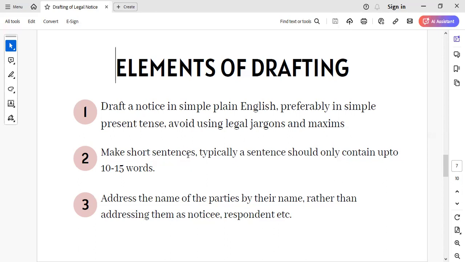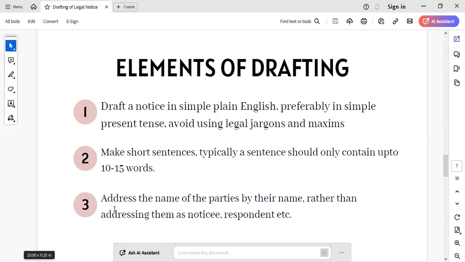Second is short sentences only. Legal jargon technically means too many technical words. Use simple words, that's all. Make short sentences. You should make the sentence very short so that it can be understood very clearly.